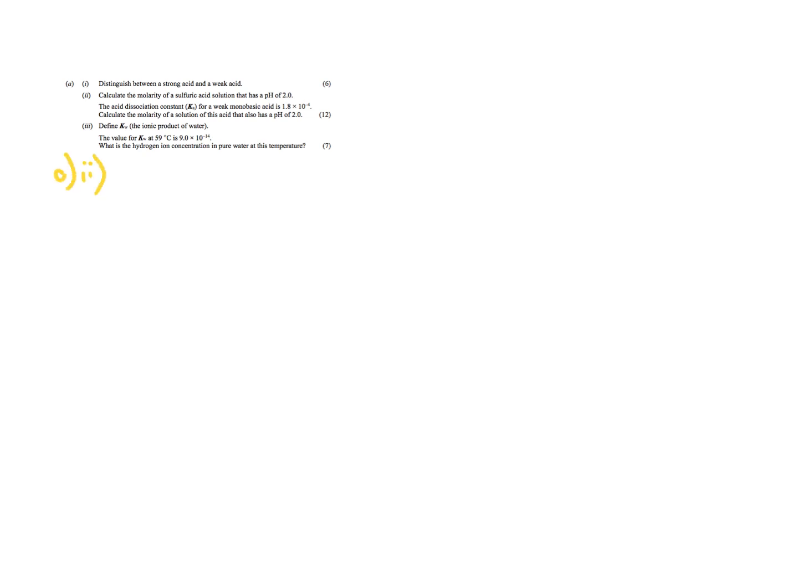Part 2, it asks us to calculate the molarity of a sulfuric acid solution that has a pH of 2. So the first thing is, we know it's pH, so we're going to write down our formula. pH equals minus log to the base 10 of your H plus ion concentration. Now, we're looking for the H plus ion concentration here because it's asking us to calculate the molarity of the sulfuric acid. So the molarity would be the concentration of the H plus ion in moles per litre. And I know that the pH is 2, so I can say 2 equals minus log to the base 10 of the H plus ion.